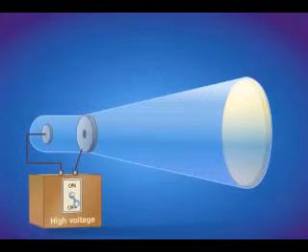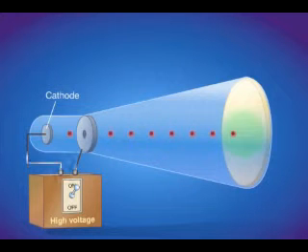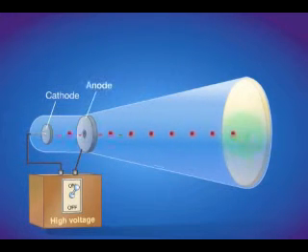A cathode ray tube is the forerunner of the television tube. It is a glass tube from which most of the air has been evacuated. When the two metal plates are connected to a high-voltage source, the negatively charged plate, called the cathode, emits an invisible ray. The cathode ray is drawn to the positively charged plate, called the anode, where it passes through a hole and continues traveling to the other end of the tube.